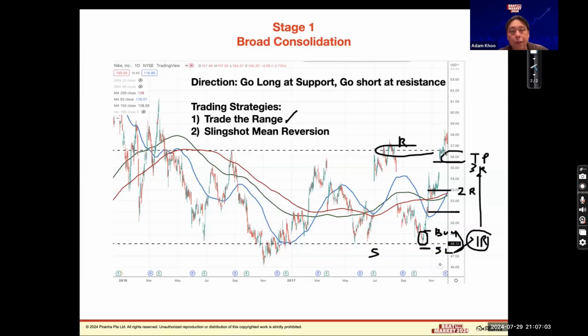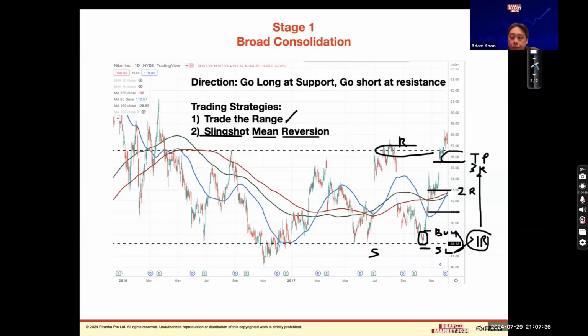That's it. If you want to be more sophisticated, then you could use the slingshot mean reversion strategy, which has a bit more rules, where I use what we call oversold indicators. Like I use the Bollinger Bands and the stochastics to make sure they are way oversold, and I see a bullish candlestick pattern and I enter. I'll give you some of the entry rules in a while.